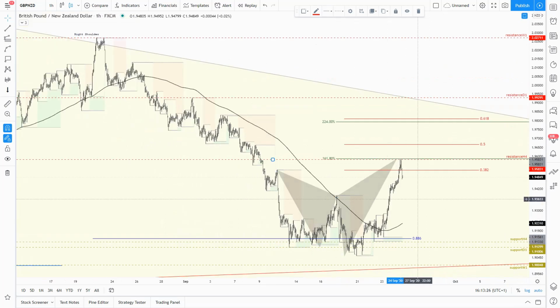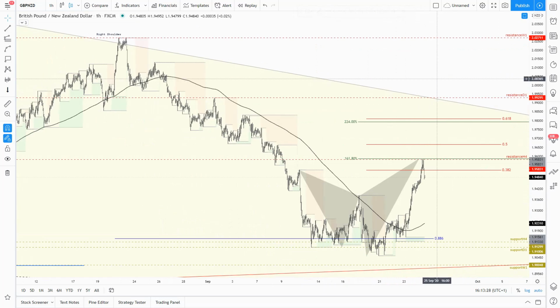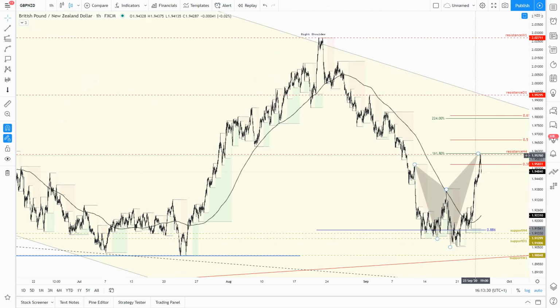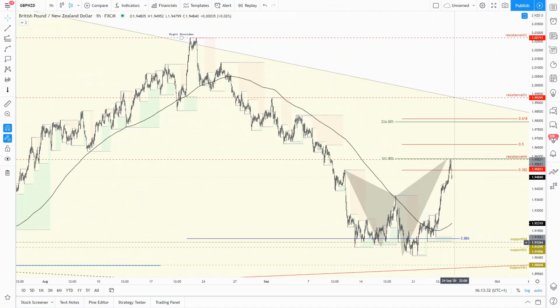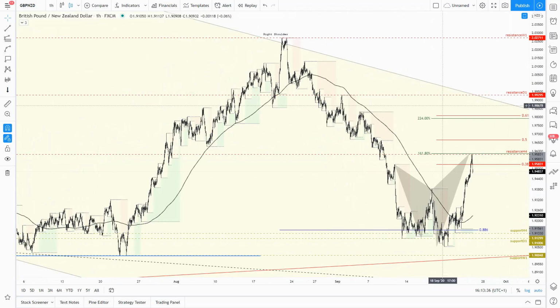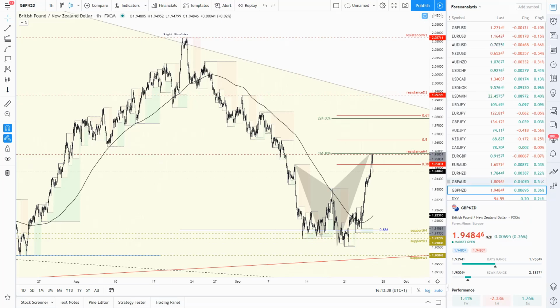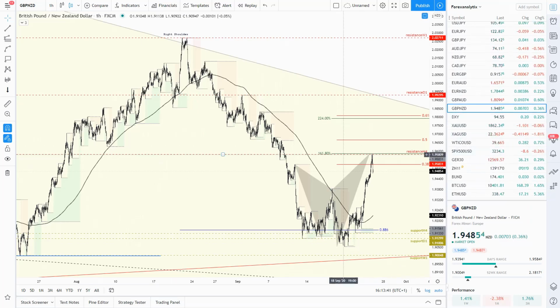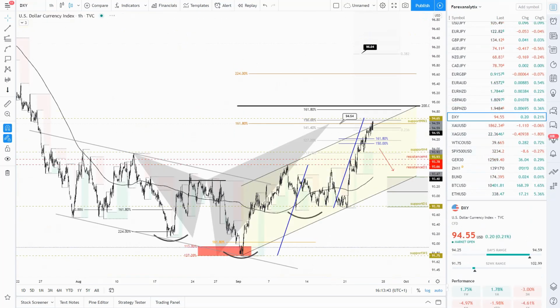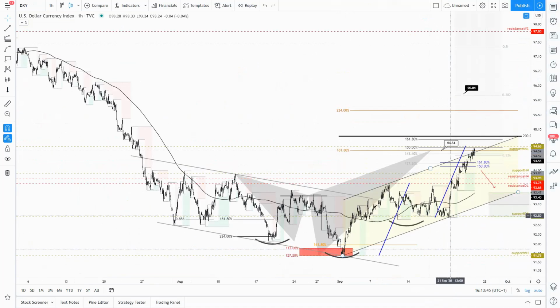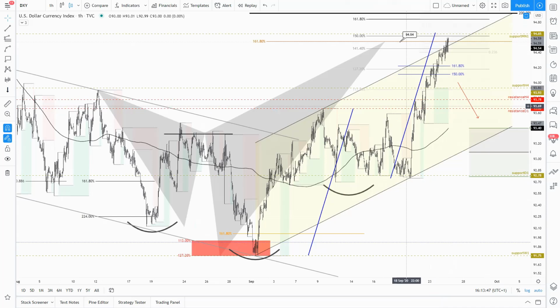195.83, forcing the price to enter into a new, we don't know if a downside momentum, but at least a new retracement from there, as expected for the shark pattern. Now the Dixie, I believe we were threatening at that point, at the point that I shared my previous video, we were threatening the violation of this fractal resistance.